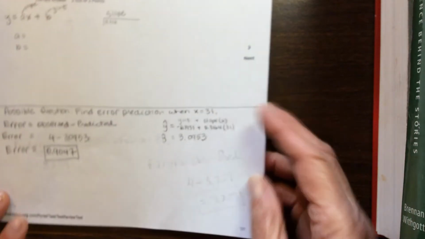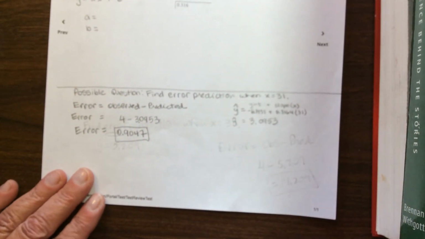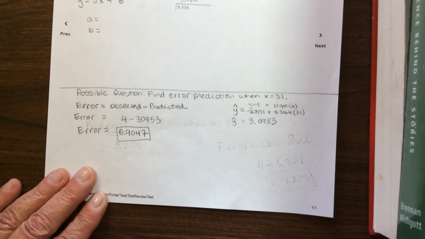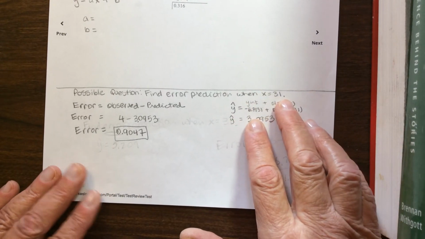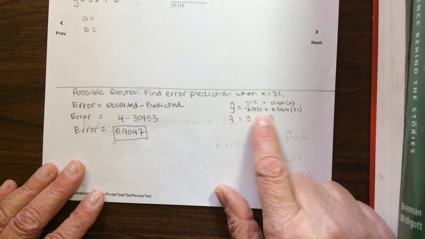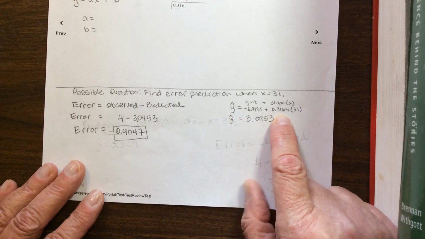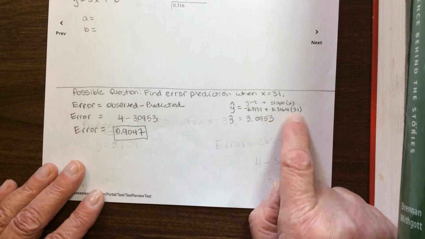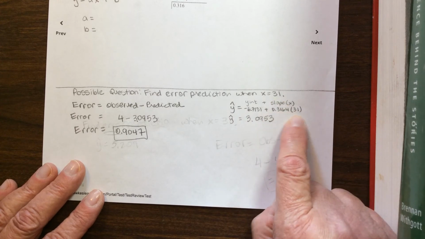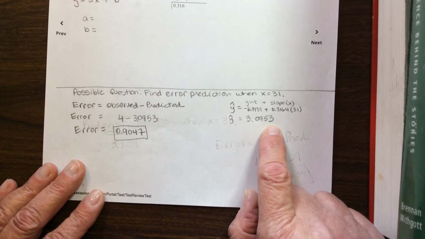There is one more kind of question you might get on this, where it says find the error prediction when x equals 31. Okay, so here's our formula, y hat. These numbers we got out of the calculator. 31 is what they told us to use for x. So our predicted value is 3.0953.